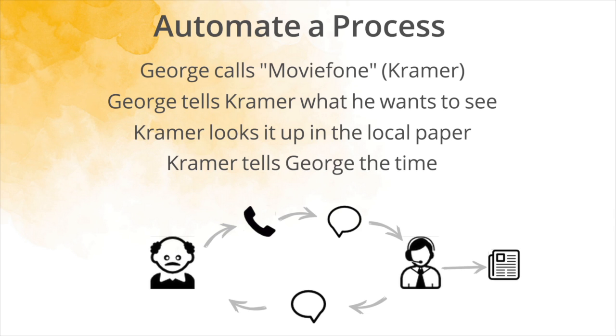But George has to tell Kramer what he wants to see. Kramer has to look it up in the local paper, and then Kramer tells George the time. And then if you watch the rest of the episode, you'll find out that the time that George listened to was the wrong time, and he gets into this big situation, as they always do in Seinfeld. And that's kind of how it works. It was a really manual process, and it almost takes close to 5 minutes to figure out exactly what time a movie is playing and where it's playing near you.